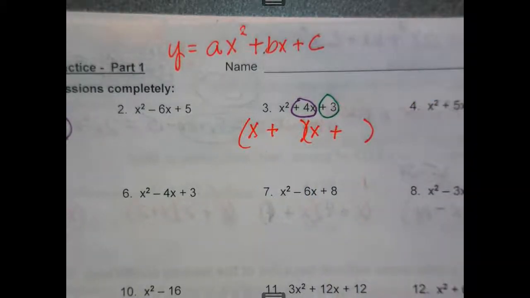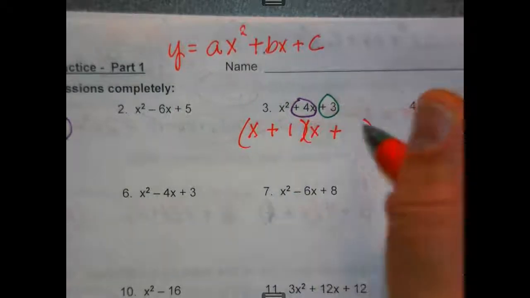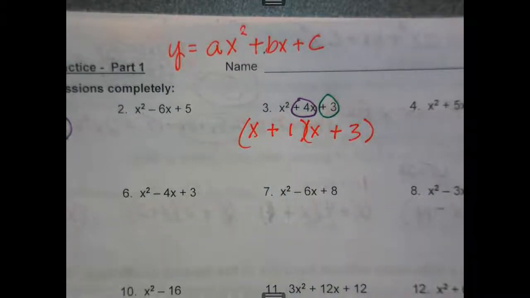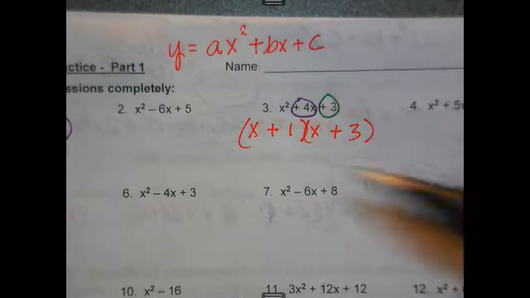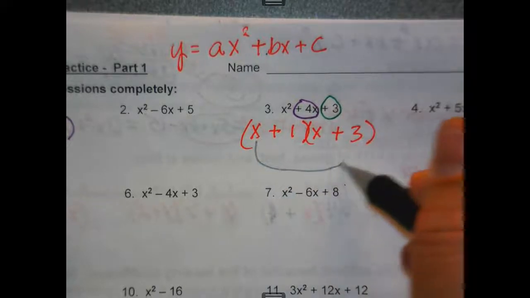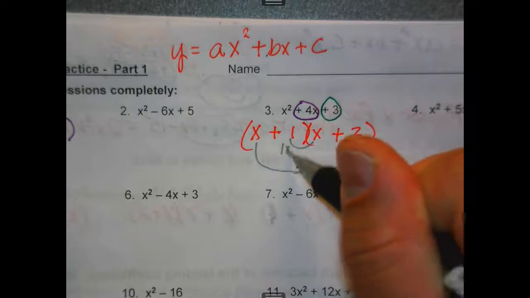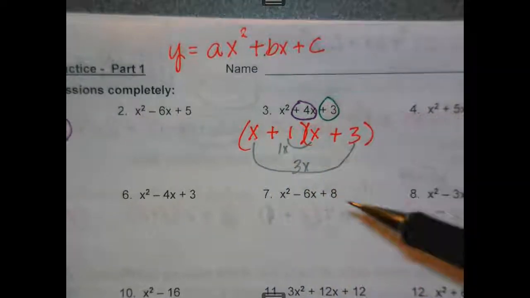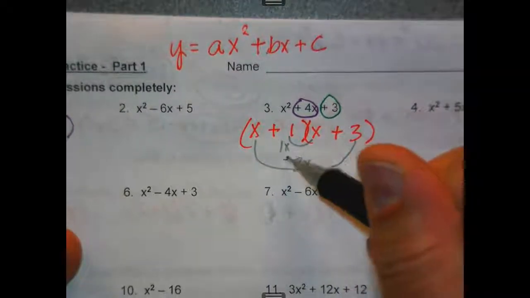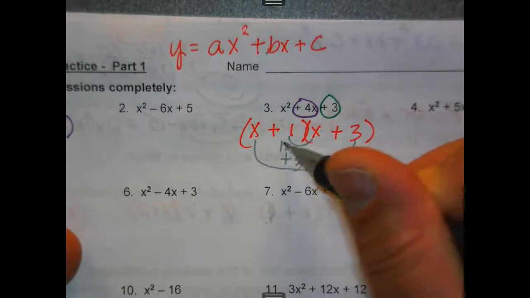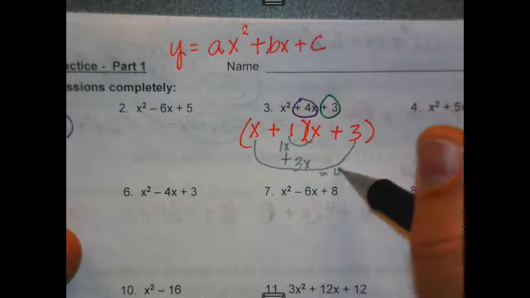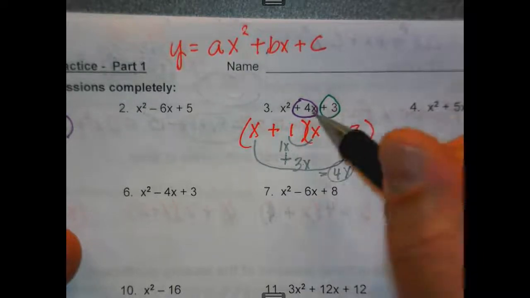Now, there's only one way. There's only two factors that multiply to get 3. It's a prime number. 1 times 3. And I'm done. Now, you can check yourself by doing the outside, 3x, the inside, 1x. Remember, when we were doing FOIL yesterday, you add those middle terms. So 1x plus 3x equals 4x. And guess what? That matches.